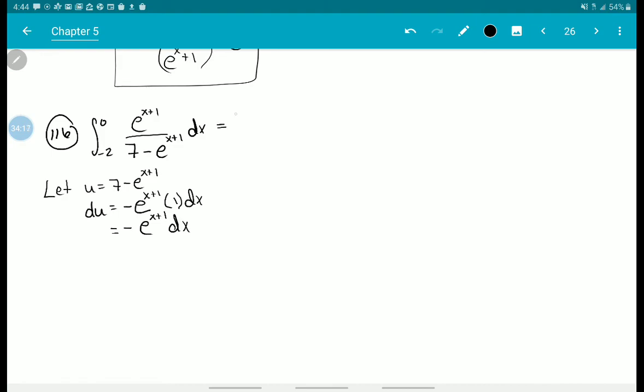So I'm going to rewrite this so we can make this a little bit easier to see. This is 1 over 7 minus e to the x plus 1 times e to the x plus 1 dx. So you can see the only thing we're missing from du is that negative 1. We can multiply by a negative 1 as long as we compensate with a negative 1 out here.